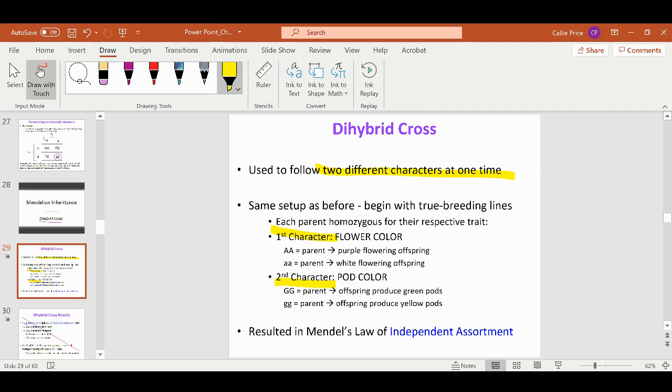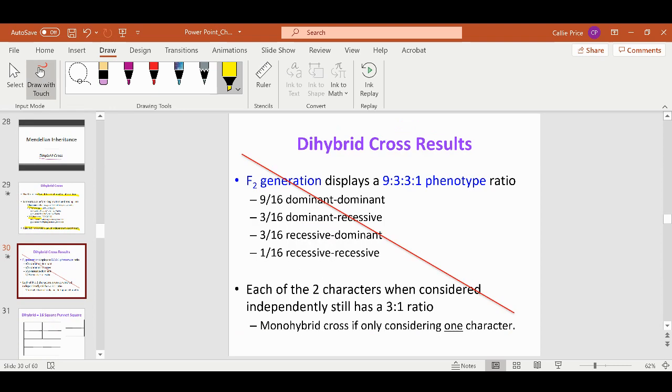Let's say the first character you're looking at is flower color, but now you're also tracing a second character such as pod color. This resulted in Mendel's law of independent assortment. Here you can see the overall dihybrid cross results that you would expect to find in the F2 generation. So 9/16 dominant for the first trait, dominant for the second, 3/16 dominant for the first trait, recessive for the second trait, 3/16 recessive for the first trait, dominant for the second trait, 1/16 recessive for the first trait, and recessive for the second trait.